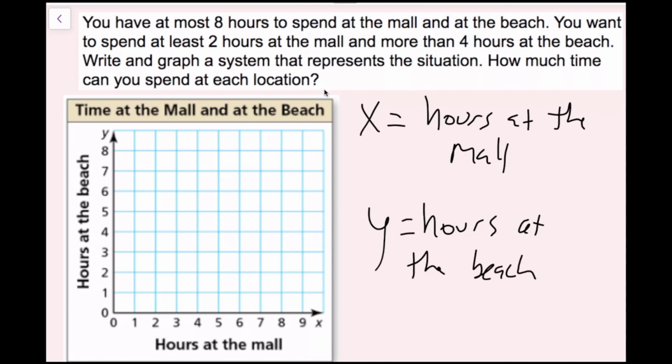Now you could have had anything for your variables, but since we're graphing and this is what the axes are telling us, that's what I'm going to have. Anyway, I know I have to spend at most 8 hours in total. So that means that the x, hours at the mall, plus the hours at the beach, y, is going to have to be at most 8. So it's going to have to be 8 or less.